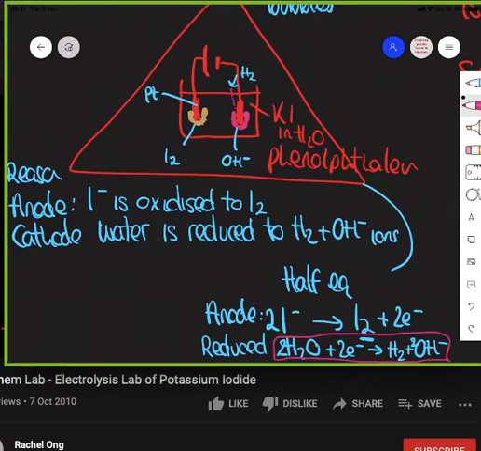Yeah, go for it, Lucy. Is that a 2 before the OH minus? Yeah, the last line, it is. So it's 2H2O plus 2 electrons becomes hydrogen plus 2 OH minus. And that's at the cathode, is it? That is at the cathode, yep.